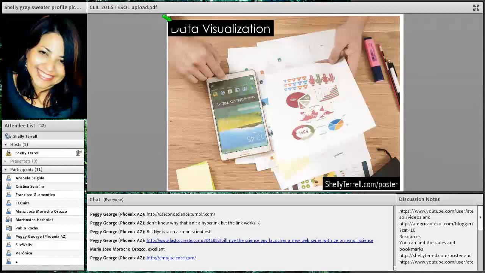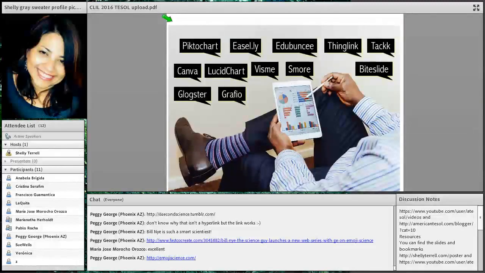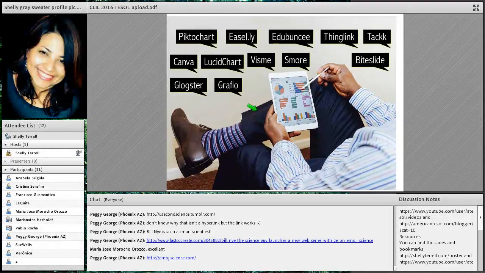Data visualization, that's one of my favorite ways to teach different topics. You can teach anything with infographics. You can teach religion, history, science, math. You can teach literature, because what you're doing is you're taking what's in the content, and your students create visual maps of it in a way, or they take the data and they visualize that data. There's tons of free tools for that.